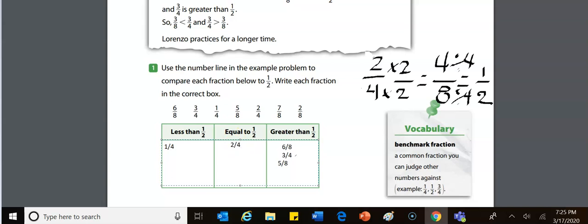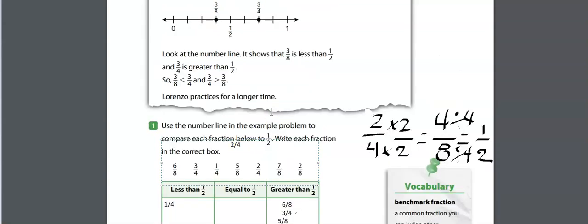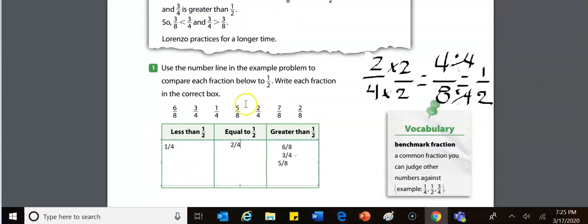2 over 4. Now let's go ahead and go to our next one, 7/8. And let's go ahead and count that on our number line. 1, 2, 3, 4, 5, 6, 7. 7/8 is greater than 1/2. So that will go in our greater than tab.